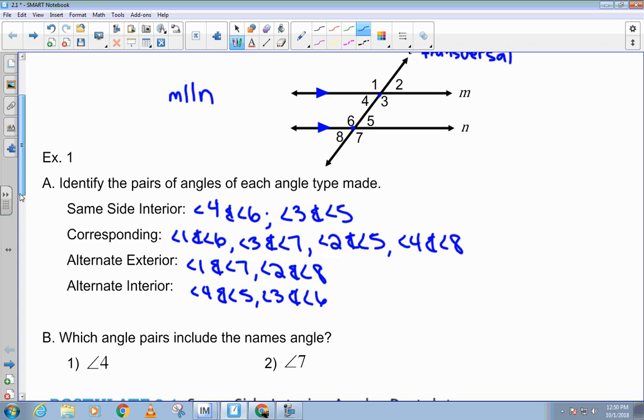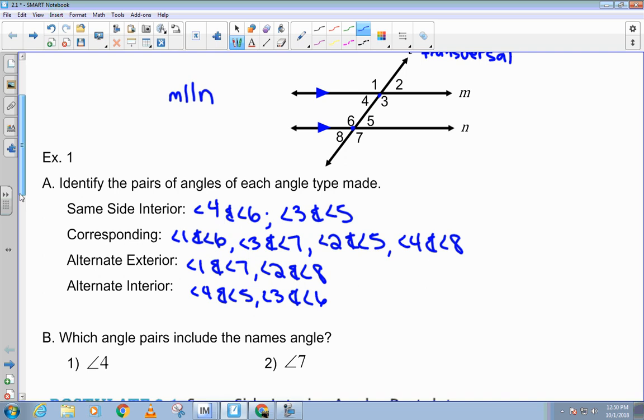Now, what if I asked you this question? What if I said, which angle pairs include this particular angle? I wrote that down wrong. I don't know what I was supposed to write there. I didn't type it right.